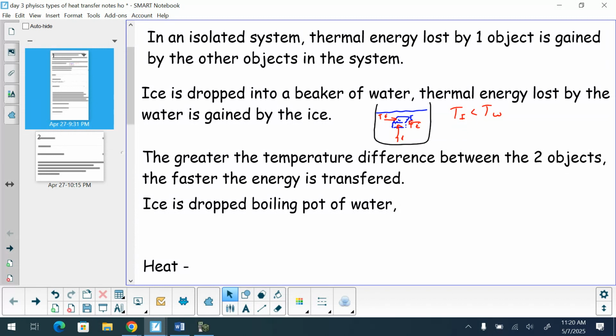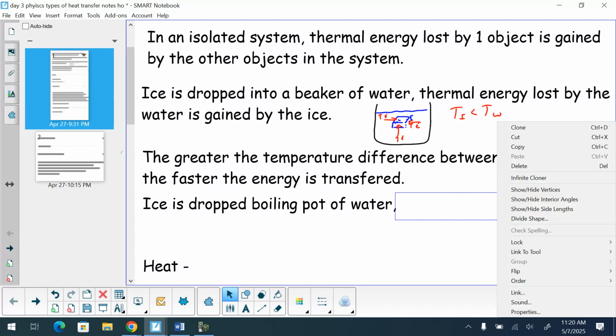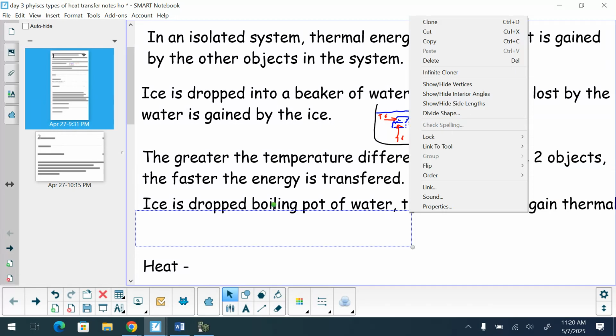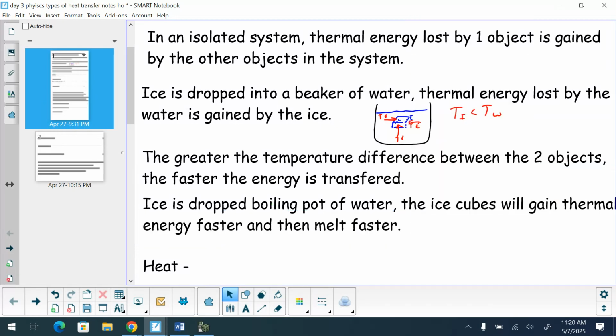So the greater the temperature difference you have, the faster the energy will be transferred. So if you drop ice into a boiling pot, the ice cubes will gain thermal energy faster and then will melt faster. So as you go back and forth, thermal energy will go a little bit faster when there's a greater temperature difference.